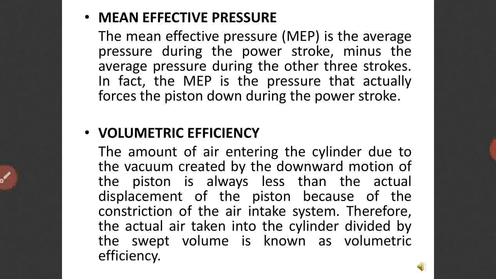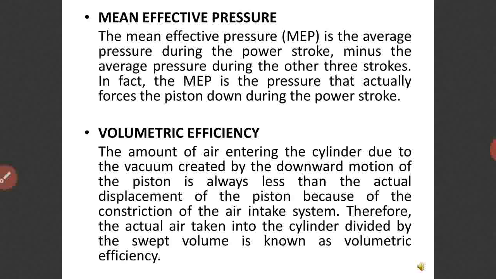Mean effective pressure. The mean effective pressure, MEP, is the average pressure during the power stroke minus the average pressure during the other three strokes. In fact, the MEP is the pressure that actually forces the piston down during the power stroke.